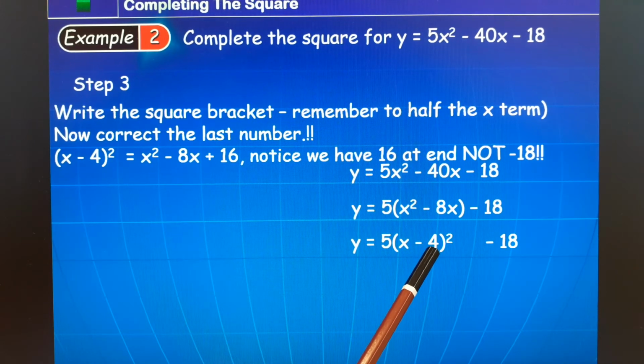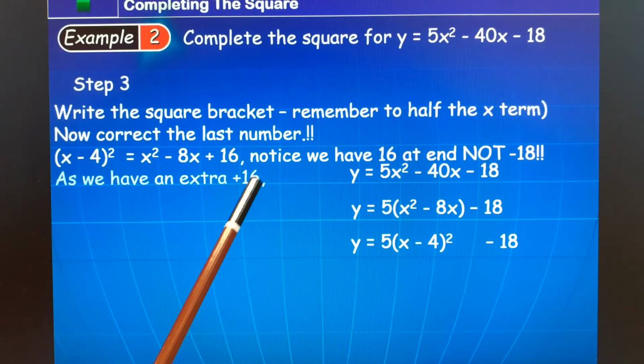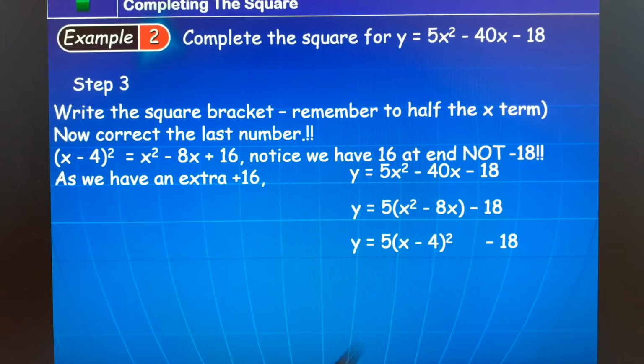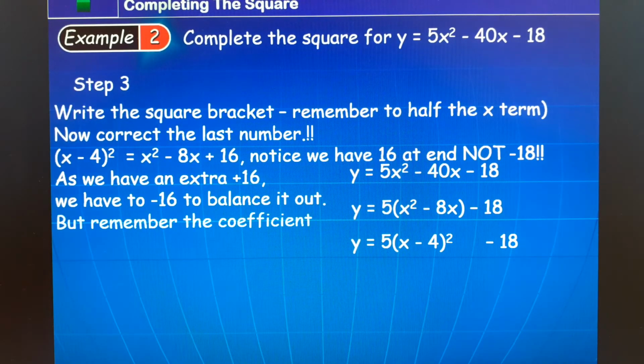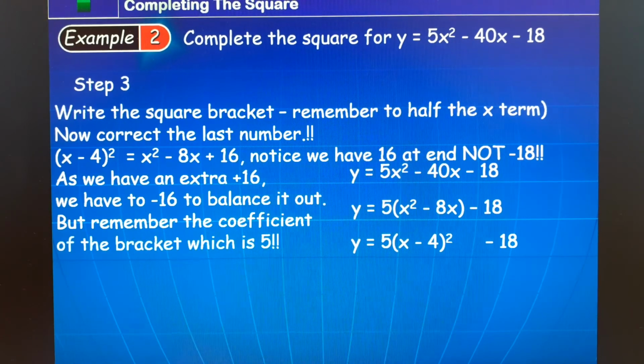But then to get your correction number, you do one very simple thing. You multiply by what's outside the bracket. So we have an extra plus 16 inside this bracket here. But we have to take away 16 to balance it out. But we have to remember that we have a 5 outside the bracket. Remember the coefficient. Okay, so in this case it's a 5.